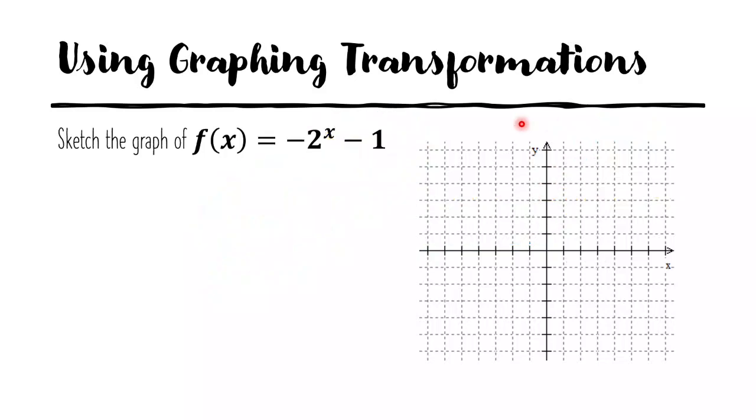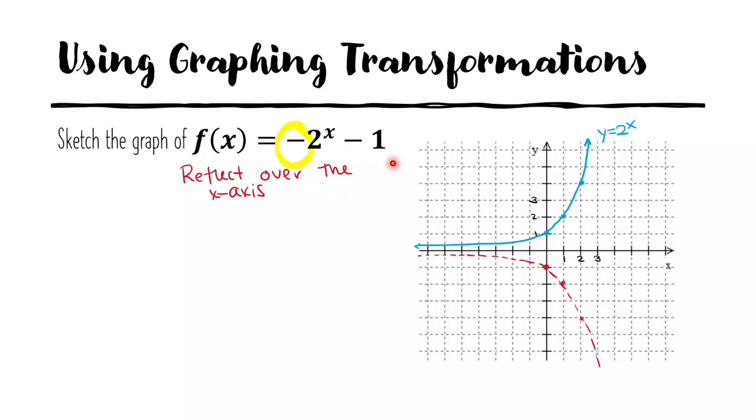Let's look at another example. Same process, different example. Sketch the graph of f of x equals negative 2 to the x minus 1. Once again, I'm going to start with the same parent function. Y equals 2 to the x has a y-intercept of 1, goes through the point 1, 2, and has that horizontal asymptote of y equals 0. The negative in front of the 2 to the x, it's outside of the exponent, output transformation, that impacts my y values. That's going to take all of my y values and make them negative, and that's going to take the graph and reflect it over the x-axis.